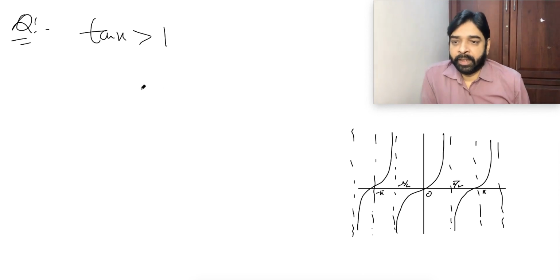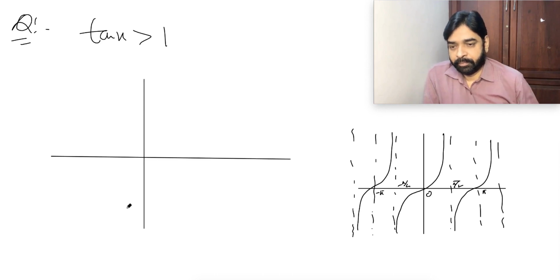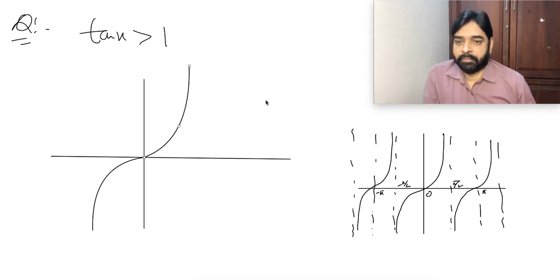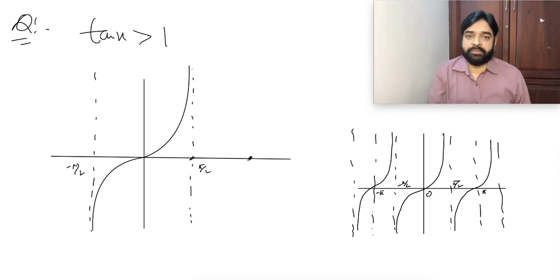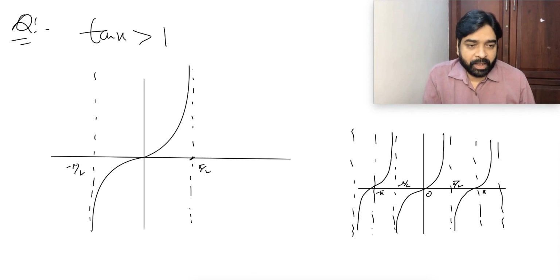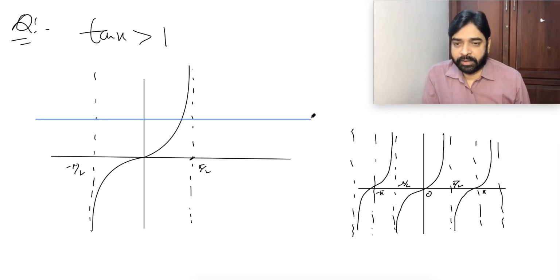Look at here, the tan x graph. Something like this, with the asymptotes at pi by 2 and minus pi by 2. The same thing will be copy pasted further also. Now draw one more graph, y equal to 1.